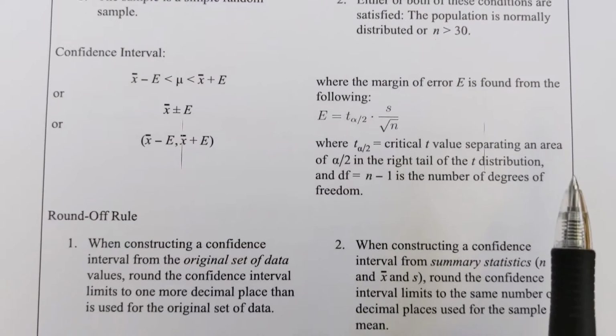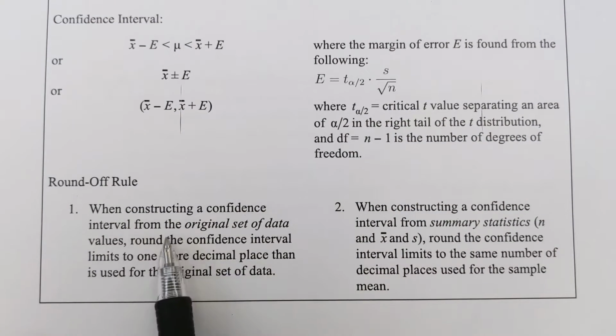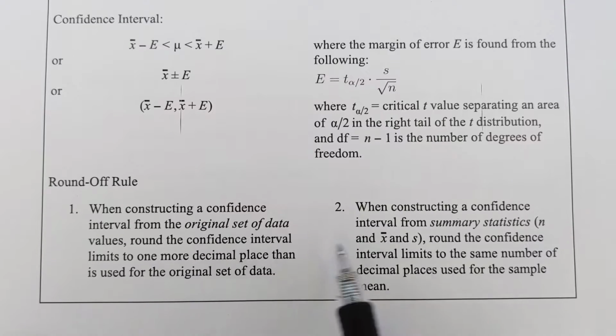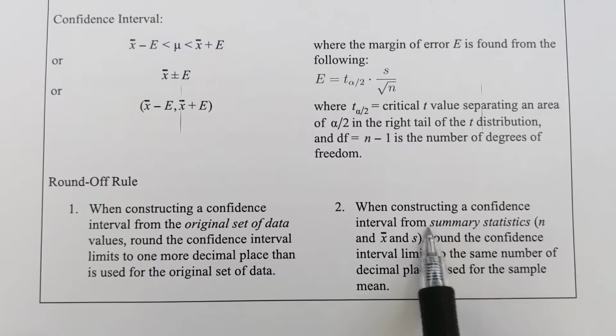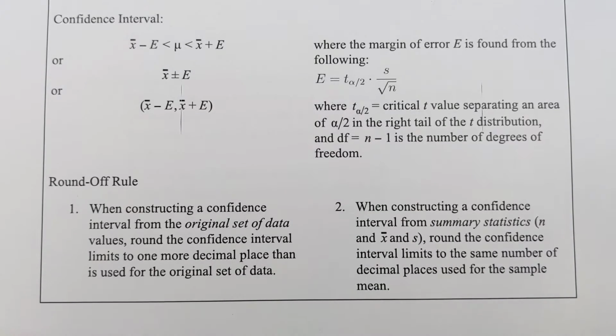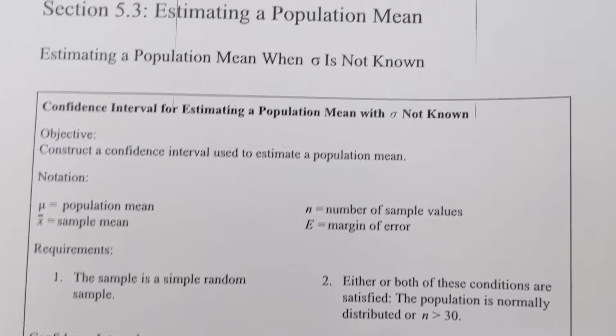So just some rules for rounding off. You always round to one extra decimal place. So if you have this, you can round to the same number of decimal places. I'm not going to be too terribly concerned about the rounding errors.